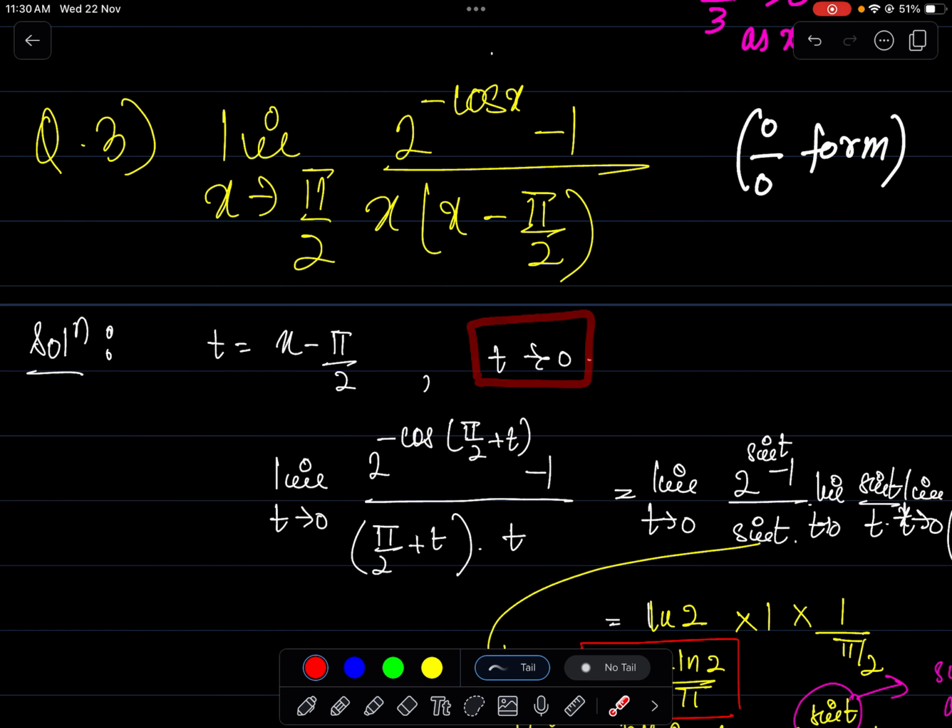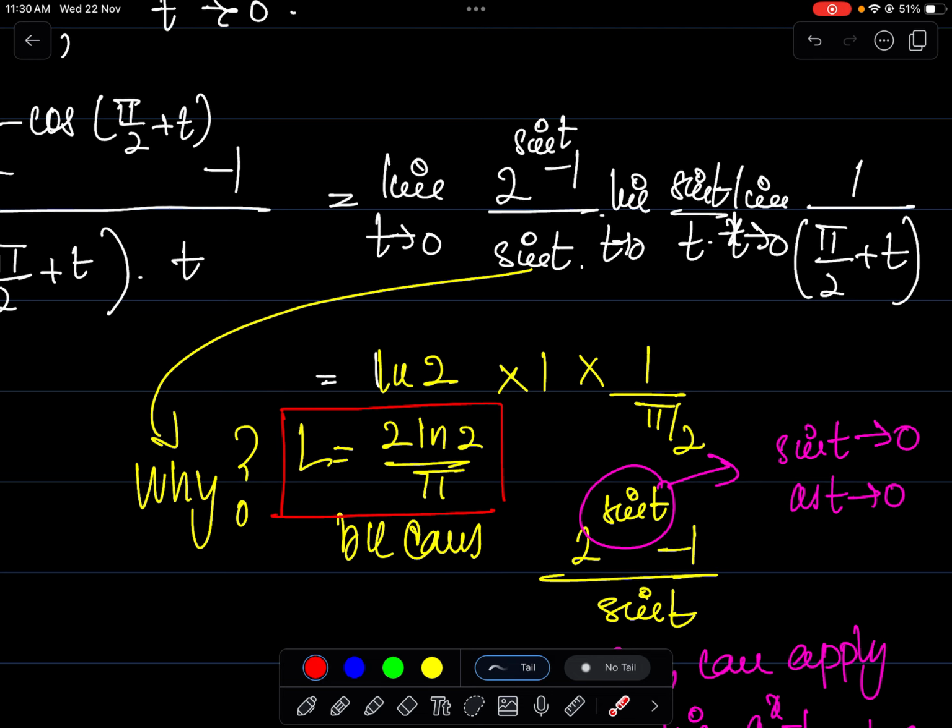Now let me change the limit and write it here. Everything you have to substitute back in terms of t. Everything should be changed in terms of t. Once you take it back, now what is the power here? Cos pi by 2 plus t is minus sin t. Minus into minus is plus. So now this is what you get.